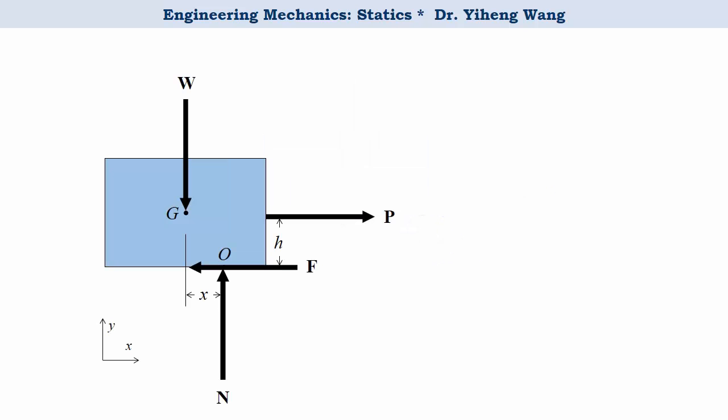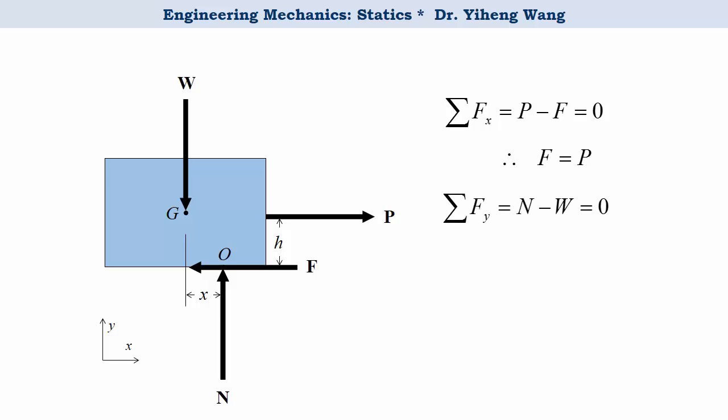So we put the free body diagram in an XY coordinate system and start writing the three equilibrium equations for 2D rigid body analysis. First, resultant force along the x direction equals the applied force P minus F, which equals 0, therefore F equals P. Secondly, resultant force along the y direction equals N minus W, which equals 0, therefore N equals W.